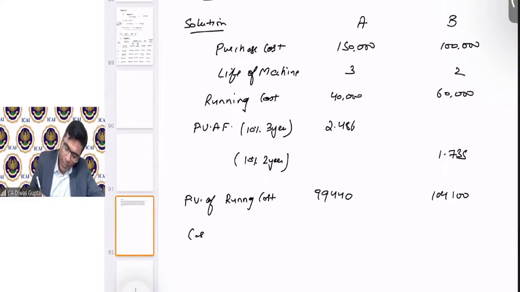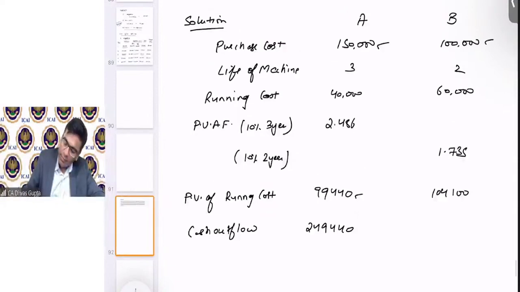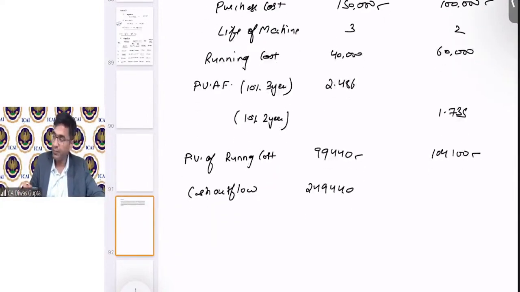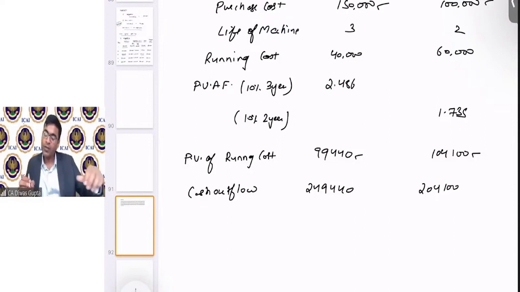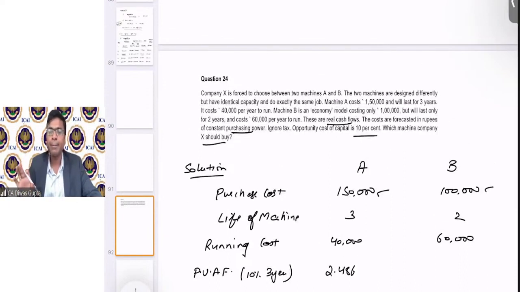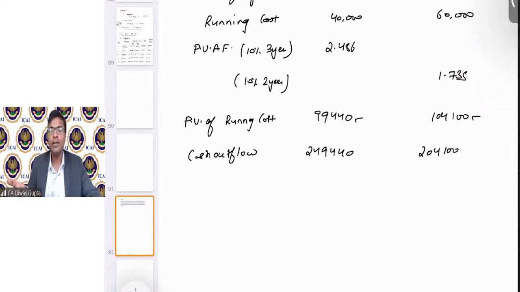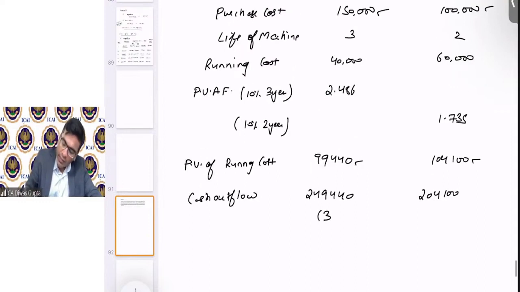So the total cash outflow will be 1,50,000 plus 99,440, which is 249,440. Similarly here, for B, 1,00,000 plus 104,100. So we get the total cash outflow. Now, in this case, there is no cash inflow given, hence we cannot arrive at NPV, correct? But we can compare the costs in such a manner that whichever cost is lower, we can adopt that. However, this cost is for 3 years and this cost is for 2 years.